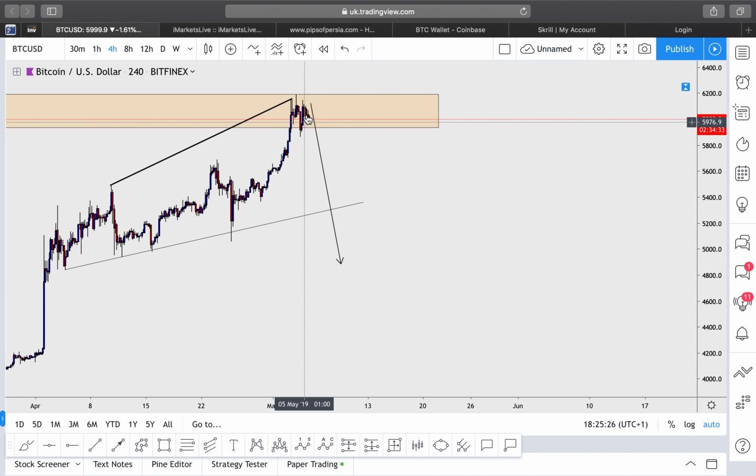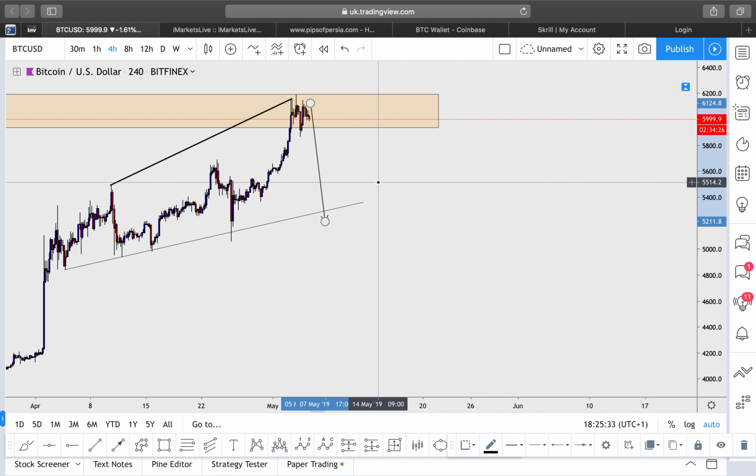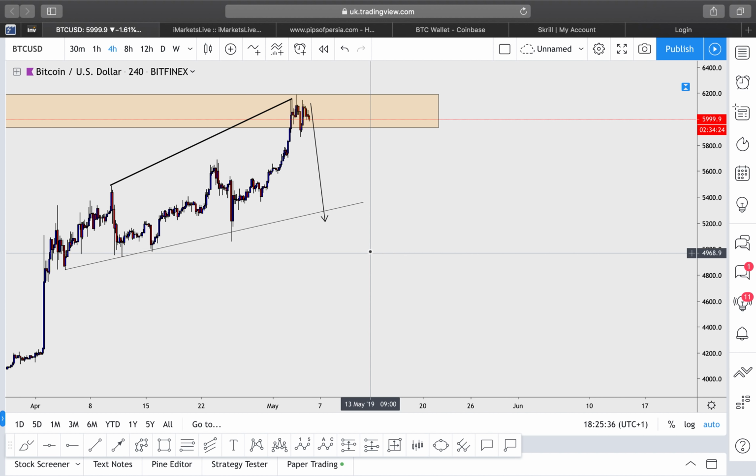So I do expect a potential move to the downside somewhere around the 5,000 to 5,200 mark. And this could be a really nice 500 to 700 pip move, or 700 to 1,000 pip move to the downside.